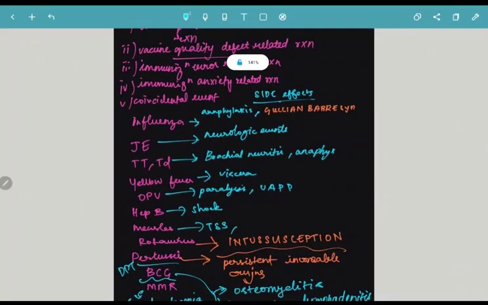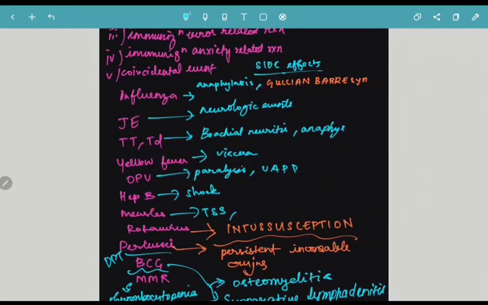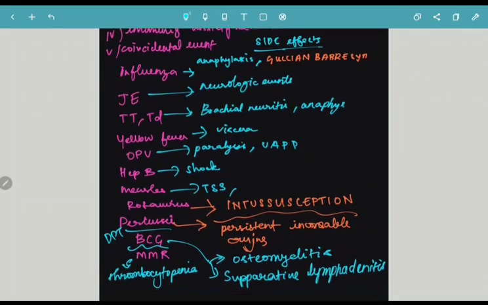Influenza causes Guillain-Barré syndrome, anaphylaxis. Japanese encephalitis causes certain neurologic events. Tetanus toxoid causes brachial neuritis. Yellow fever causes viscerotropic disease, and OPV causes paralysis and VAPP.